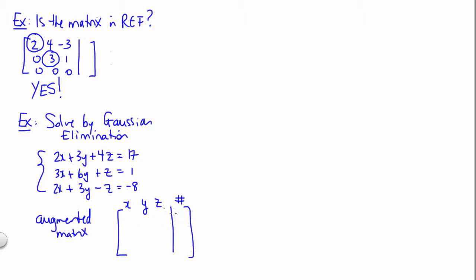So we're going to be filling in the coefficients of our variables. That first equation is going to correspond to 2, 3, 4, and then we've got a 17 over here, and we'll fill in the next two rows similarly. So we've got 3, 6, 1, 1, and then 2, 3, negative 1, negative 8. Now the goal is to get this matrix into row echelon form.